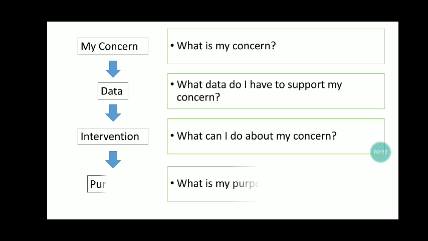And finally, if you already have your intervention, then you must be clear of your purpose. Why? Because your purpose will serve as your guide. Your purpose will be your gauge in measuring your amount of success in addressing your problem.